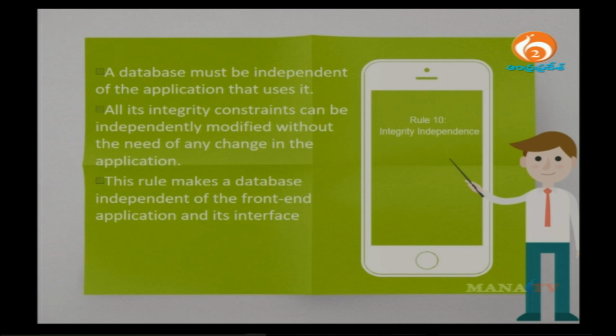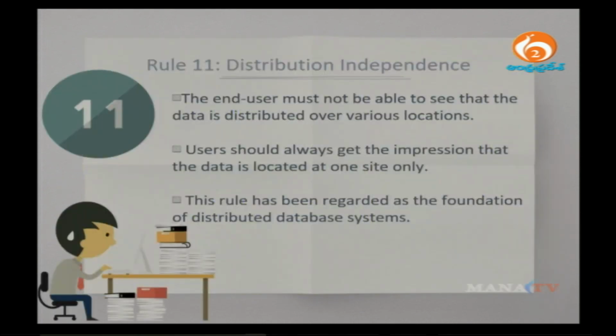Once you are clear on this, let me take you to another rule, rule number 11, distribution independence. Very, very important rule in terms of your application development on databases. The end user must not be able to see that the data is distributed over various locations.